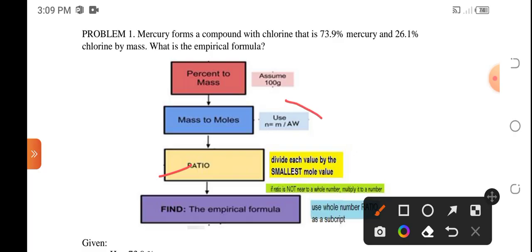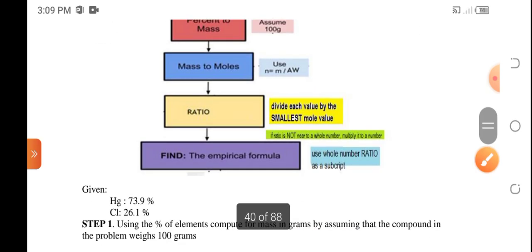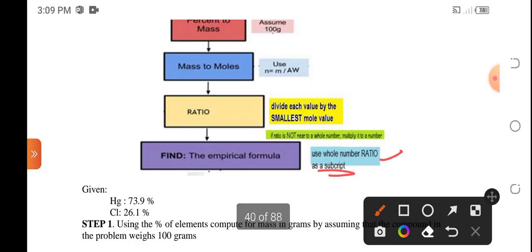kung ano yung mga values na makukuha mo dito sa step number 2, titignan mo yung smallest mole value and divide each individual mole value with this smallest one para yun yung ratio niya. And the last is to find the empirical formula, wherein you have to use the whole number ratio as a subscript.